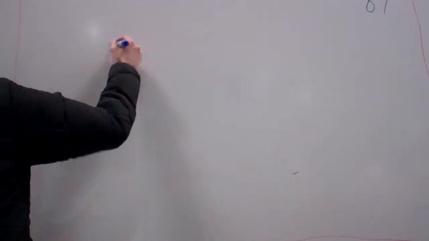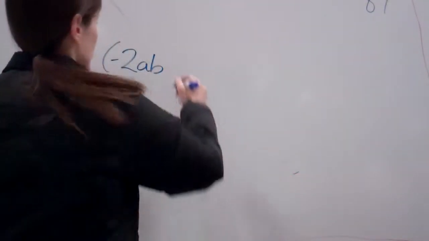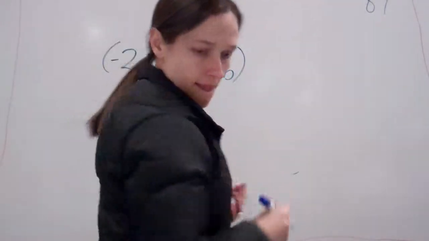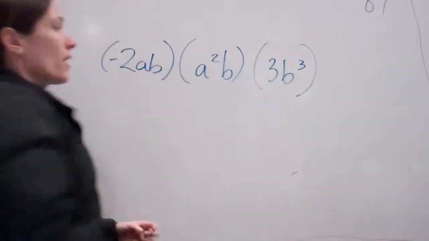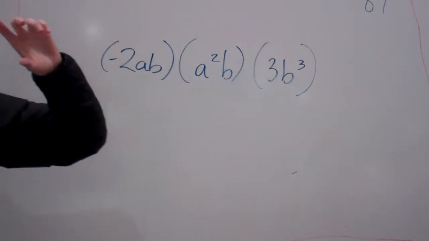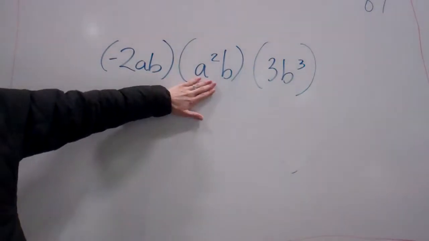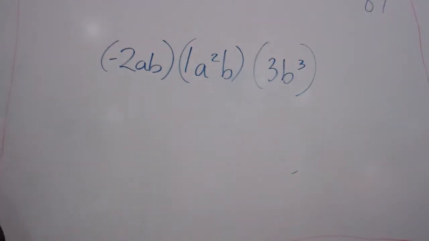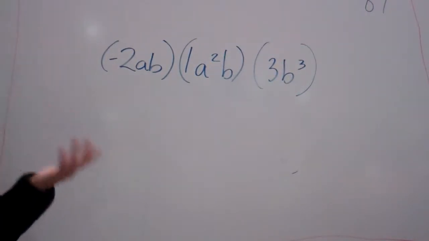Alright, this one tells me to simplify. Negative 2, and instead of using x and y, they're going to do a and b this time. No big deal. Still the same kind of thing. a squared b times 3b cubed. Now, does anybody remember when we were talking about algebraic equations? What should I put here if there's no letter? A 1. Very good. So I would do that. You don't have to. It's not a big deal. Still going to get the same answer if you don't put a 1, but it just helps my brain. It may help yours. I don't know.